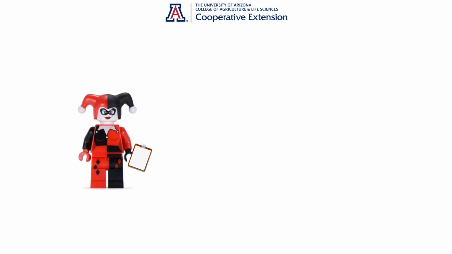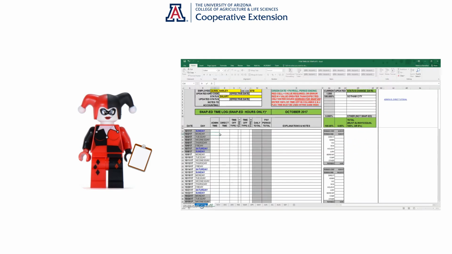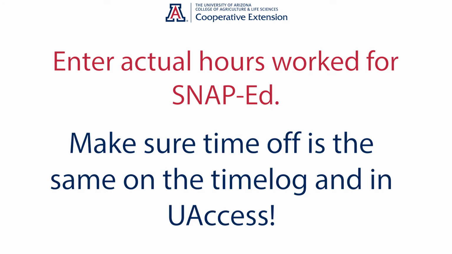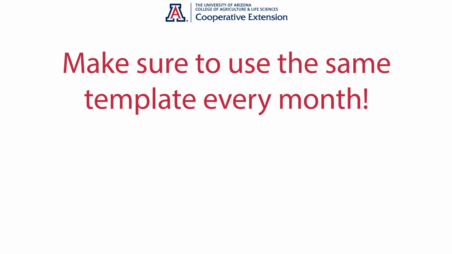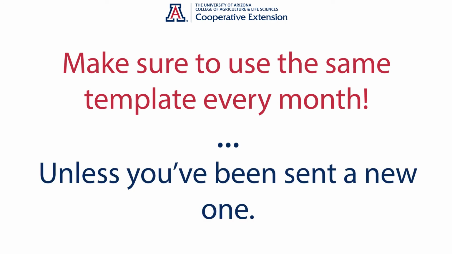Best practice for the time log is to fill out your time for the day after you've completed working instead of trying to fill out the entire month at the end. Mostly, you need to make sure you're reporting actual hours worked and ensure that any paid time off is the same as it is in your U-Access timesheet. Once you've finished the month, save it according to your county's protocol. Just remember to use the same template every month, unless accounting sent you an updated one, in which case you should delete your previous template and only use the updated one.